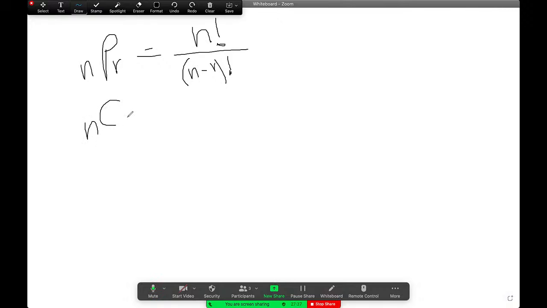That's where the order didn't matter. Is it n factorial over r factorial and n minus r factorial? Yeah, good job. So it's r factorial times n minus r factorial.